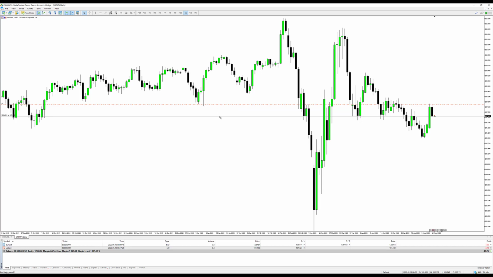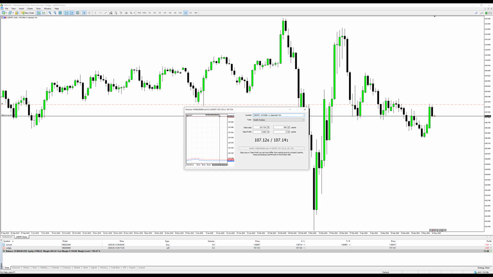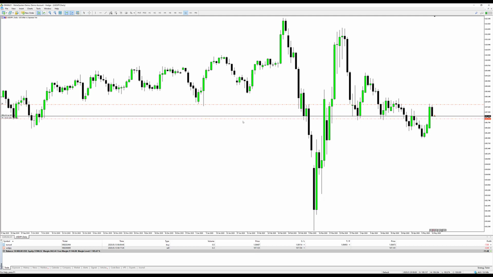Now we need to specify our take profit, so we're going to click and drag. We've got a 60 pip stop loss. That means we need at least a 120 pip take profit. You see, there is our take profit and stop loss defined.